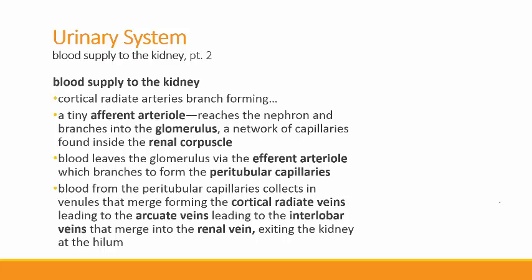So now I'm distinguishing between the cardiovascular system and the kidney. So we have this knot of capillaries with an arteriole that leads in. This is the afferent arteriole. Here's the glomerulus, and then leading away from it is the efferent arteriole.